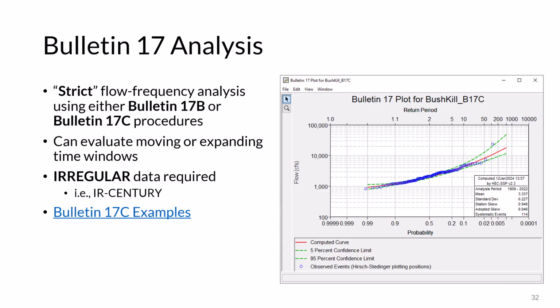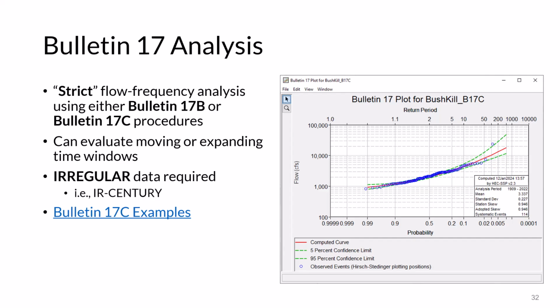The Bulletin 17 analysis is the most frequently used analysis type in SSP. The Bulletin 17 analysis implements a strict flow frequency analysis in accordance with Bulletin 17B or 17C procedures. Bulletin 17C refers to current federal flood frequency guidance in the United States. The Bulletin 17 analysis also allows users to evaluate a moving or expanding time window, which I'll demonstrate later.